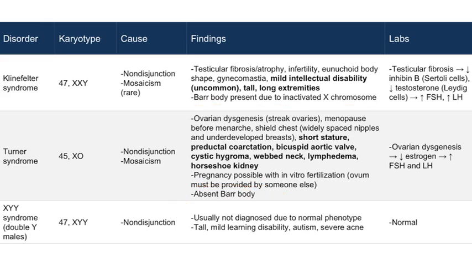Okay, the last disorder we'll discuss is XYY syndrome. From the name, it should be pretty intuitive that these individuals have an extra Y chromosome, resulting in the karyotype 47,XYY. This is usually caused by non-disjunction. Because there are two Y chromosomes, it must be due to paternal non-disjunction.